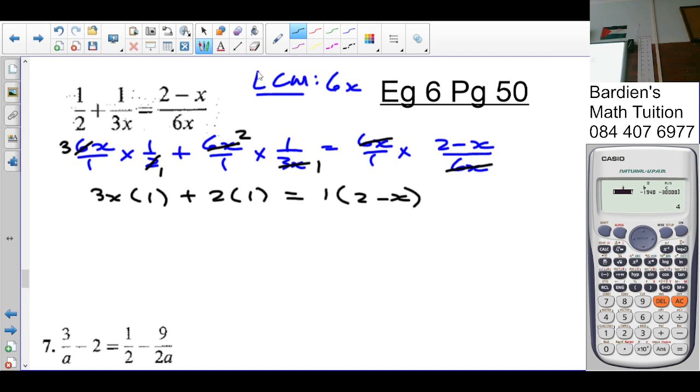Who got that right? You got it. Multiply out, let's see what you get. 3x times 1? 3x. Yes, plus 2 is equal to 2 minus x. Nice. Now what? You move the... Sorry? X is on one side, numbers on the other.